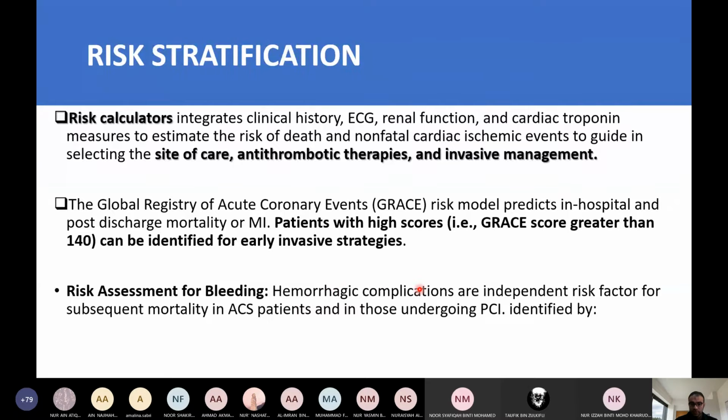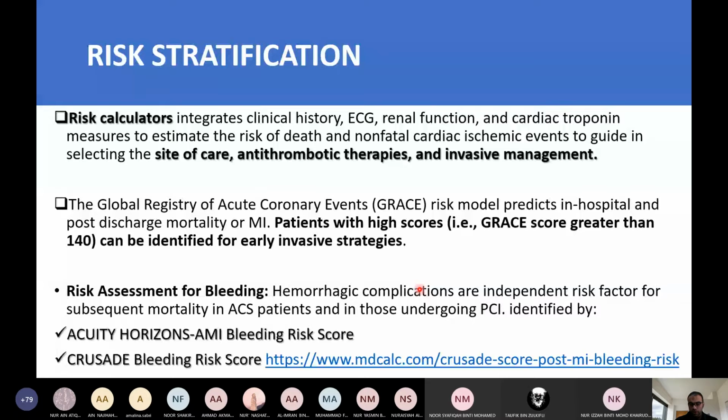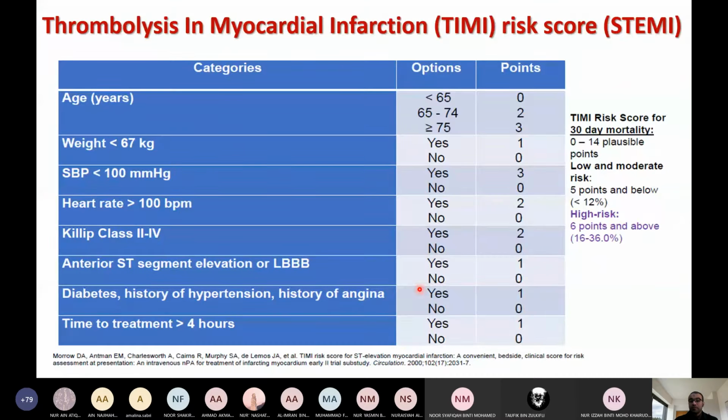And for the risk of bleeding, so for the ischemia risk or the mortality from the ischemic event, we say GRACE score or TIMI score. For the bleeding risk, also we have so many scores. Just for example, the ACUITY Horizons one and the CRUSADE bleeding risk score that you can access even through the provided link. The common one in the ischemic event that I have highlighted, beside the GRACE score, is the TIMI score, the Thrombolysis in Myocardial Infarction risk score.